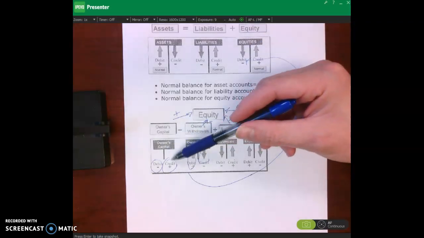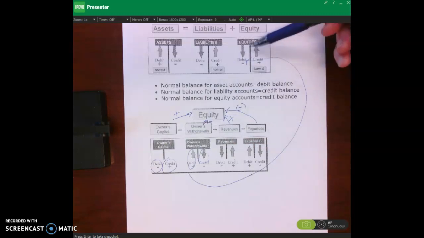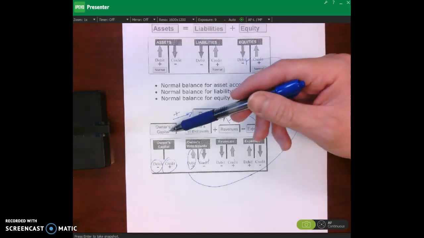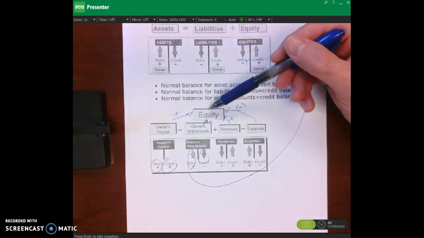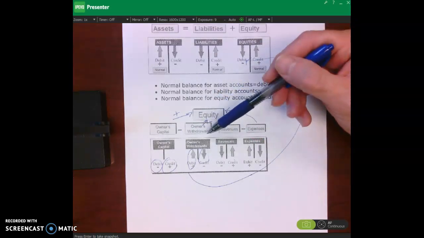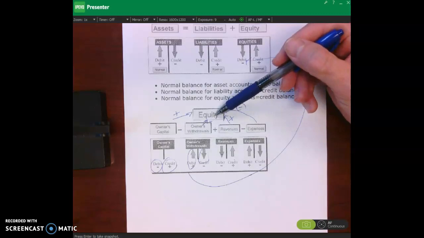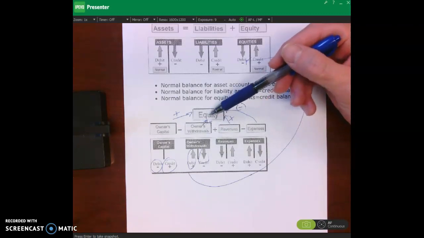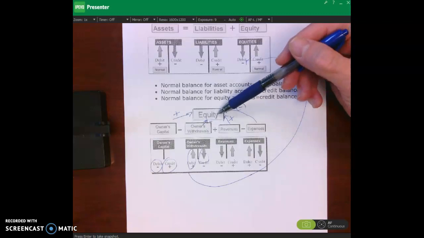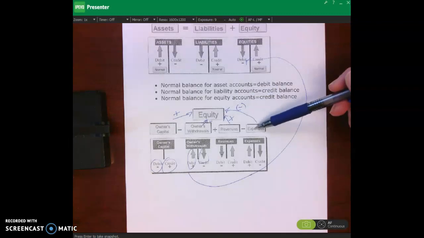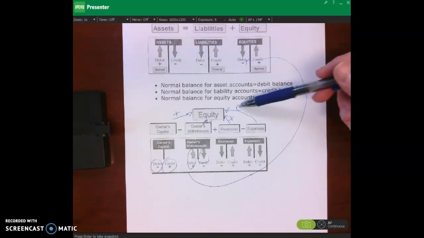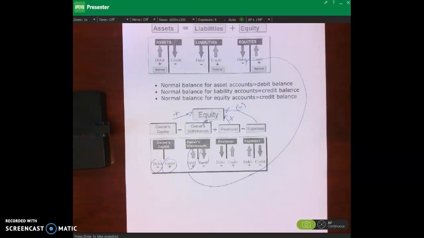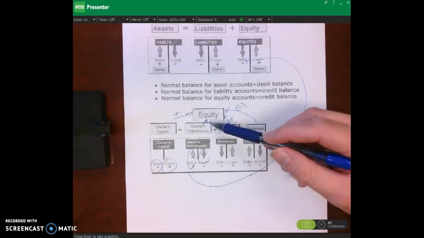Rather than just memorizing all this, if you can remember that the way to increase equity is with a credit, the way to decrease equity is with a debit, and then recognize that owner's capital has a positive relationship with equity. Owner's withdrawals has a negative association with equity. As owner's withdrawals go up, equity goes down. As revenues go up, equity goes up. As expenses go up, equity goes down. Therefore, the way to recognize an increase in expense, because as expenses go up, equity goes down, is with a debit.